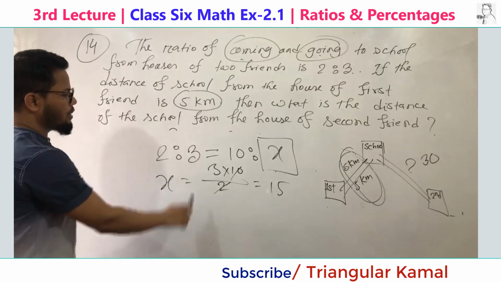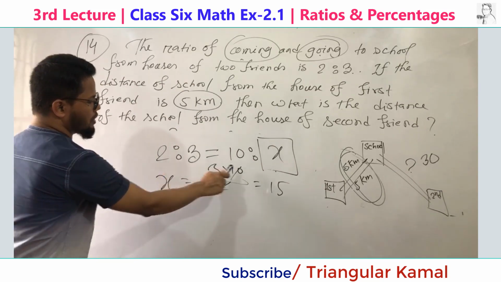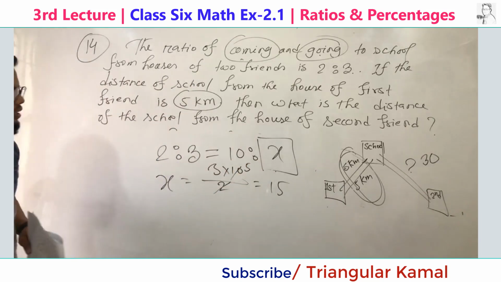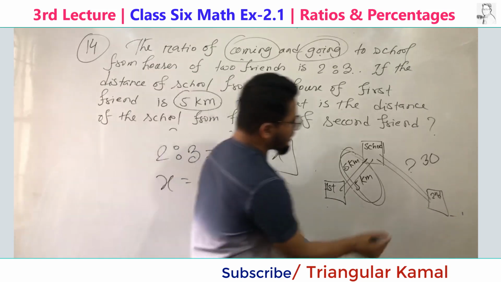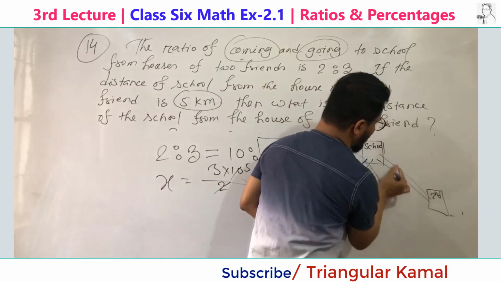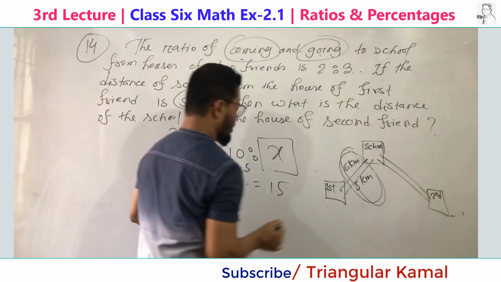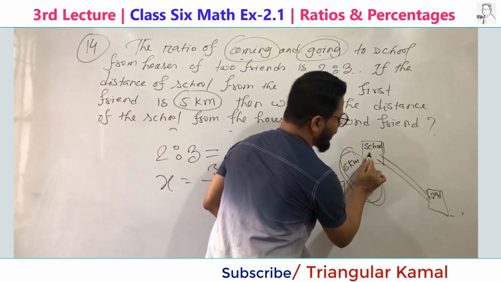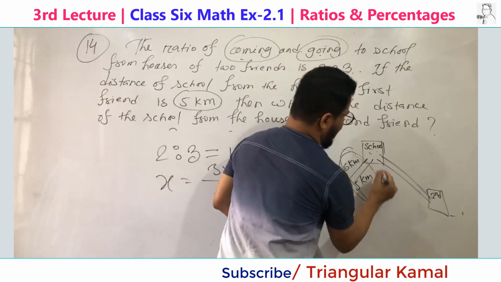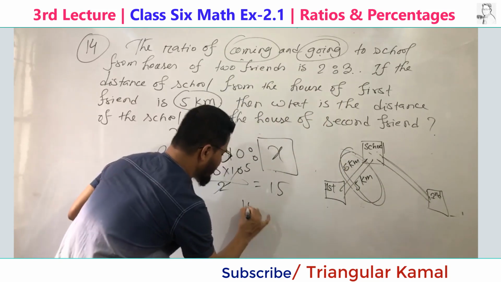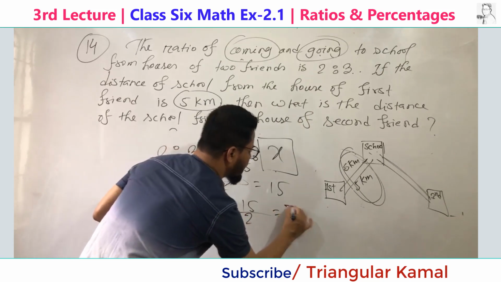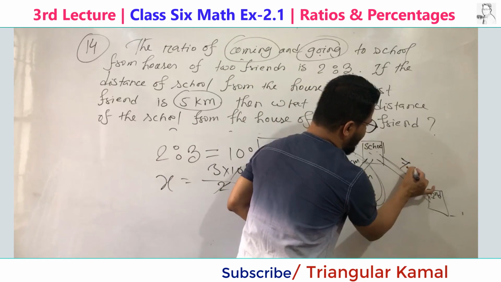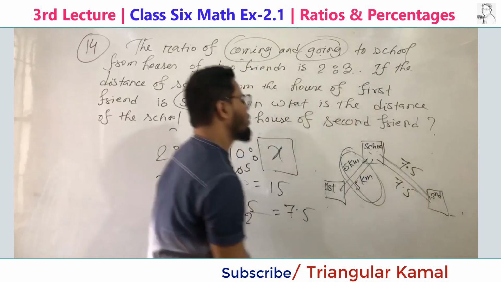This is 3 multiplied by 5, and 3 times 5 is 15. So this distance will also be 15. So here the total distance will be 15. Now 15 is the total distance, house to school and school to house. Then divide 15 by 2, and you will get 7.5. The total distance is 15, so here is 7.5, and here is also 7.5.